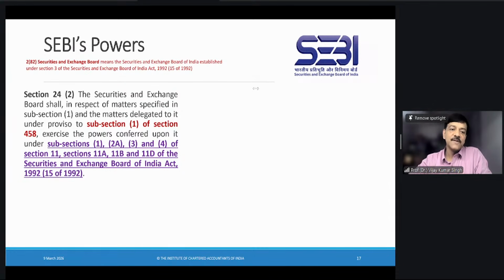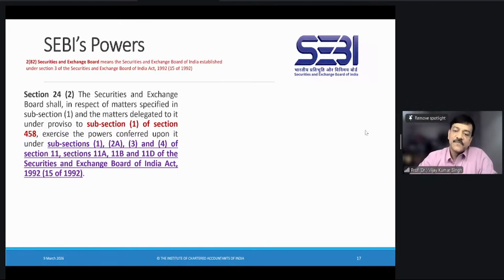Okay. So here it is saying, and matters delegated to it under the proviso of subsection 1 of section 458. We will talk about what it is. So the powers which SEBI has under sections 11, 11A, 11B and 11D of the SEBI Act will be available under the Companies Act as well.